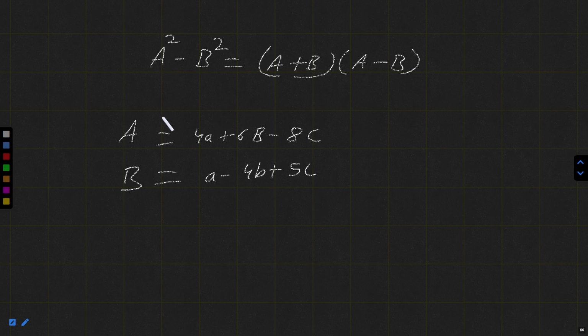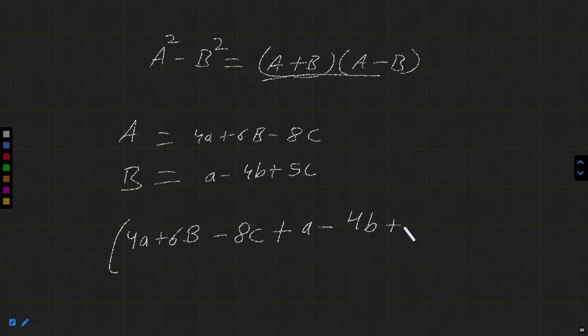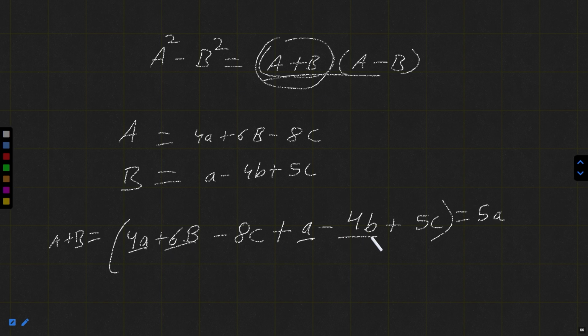So let's put our values in this form. My final answer would be 4a plus 6b minus 8c plus a minus 4b plus 5c for this A plus B. Let me simplify it further. 4a plus a will be 5a, 6b minus 4b, the b will be small, so it will be plus 2b, and minus 8c plus 5c will become minus 3c. So A plus B will be this.